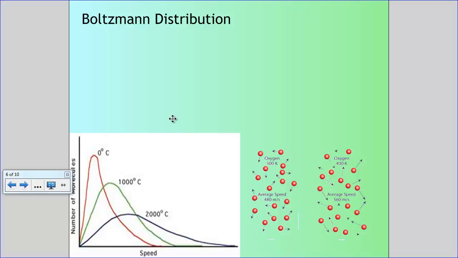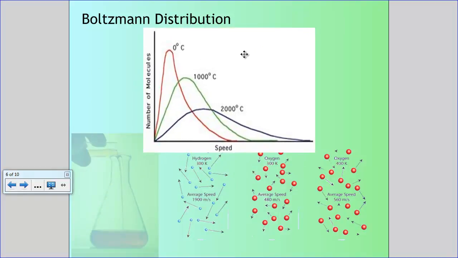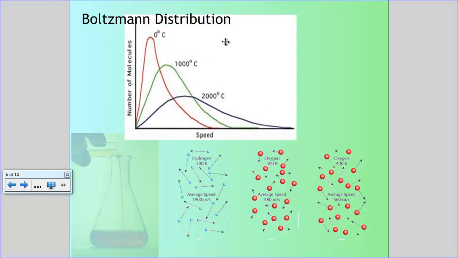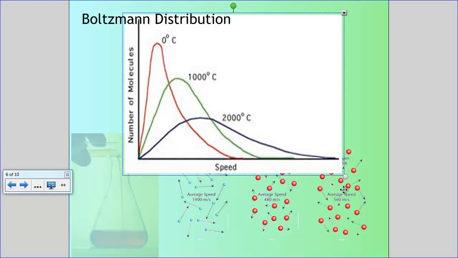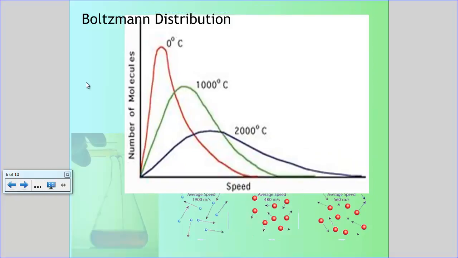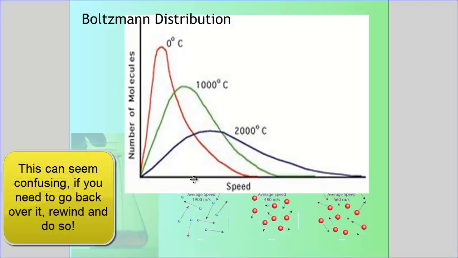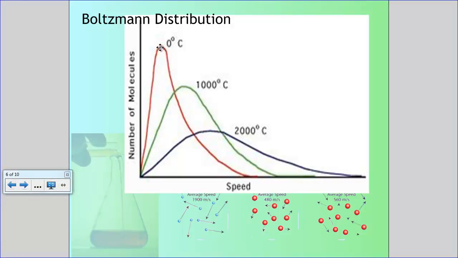So if we look at this diagram here, this is what is called a Boltzmann distribution. I'm going to bring this up and make it just a little bit bigger so we can key in on it a little bit more. What a Boltzmann distribution is, if you look on this side, it shows the number of molecules, and on the x-axis it's speed, so it's speed versus number of molecules. And you'll notice that each of these three lines has a different temperature attached to it. So 0 degrees Celsius, 1000 degrees Celsius, 2000 degrees Celsius.